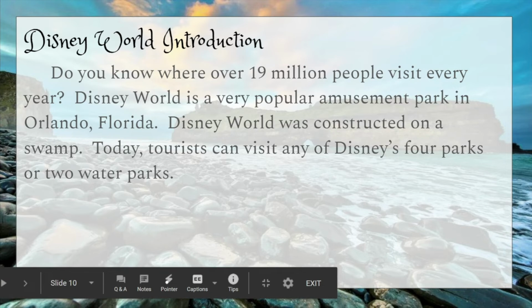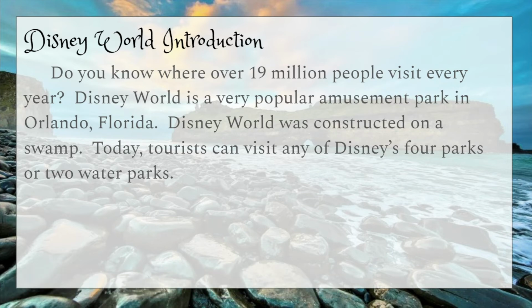Next is my link. I'm explaining what Disney World is in case you did not know. Disney World is a very popular amusement park in Orlando, Florida. Finally, I'm telling you what my two topics are in my preview. Disney World was constructed on a swamp. Today, tourists can visit any of Disney's 4 parks or 2 water parks.